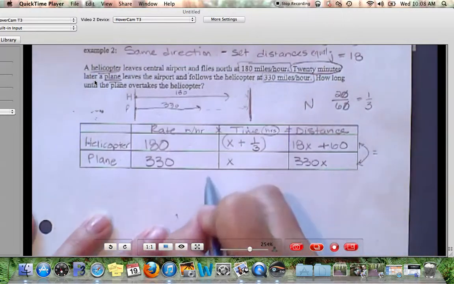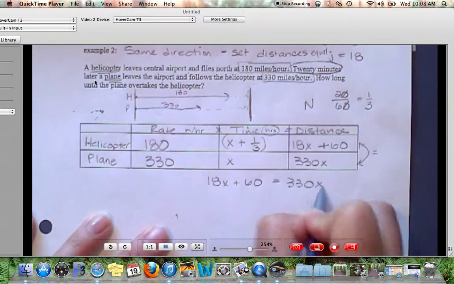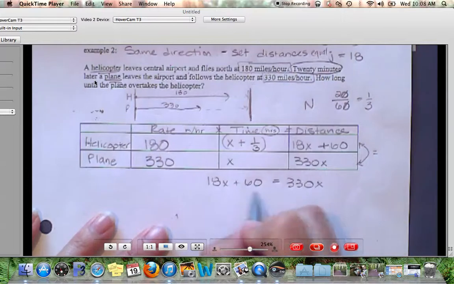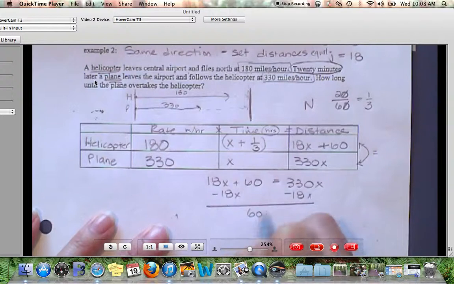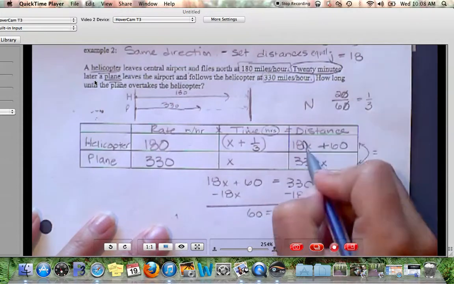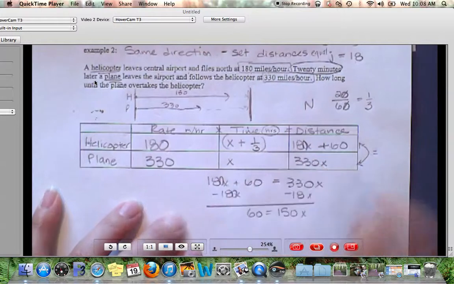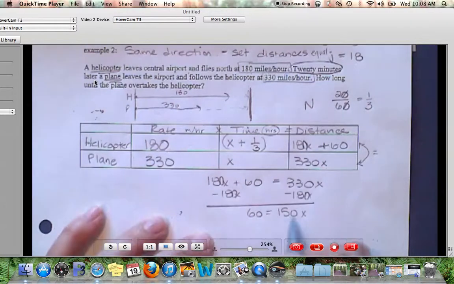So our equation should be 18x plus 60 equals 330x. And we solve that then. Subtract the 18x. 60 equals 150x. Wait a second. Oh, this is supposed to be 180. 180x. There we go. That does give you 150x. Sorry about that. 180 times x would be 180x. Then we divide both sides by 150.